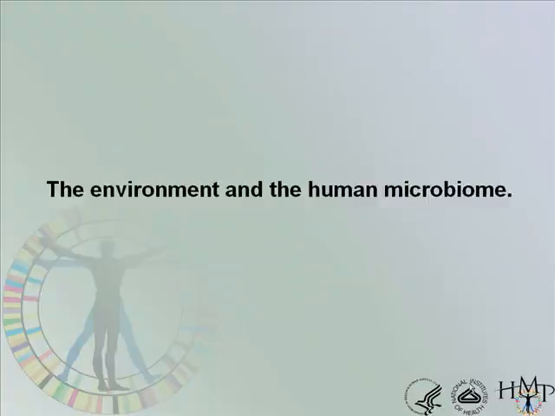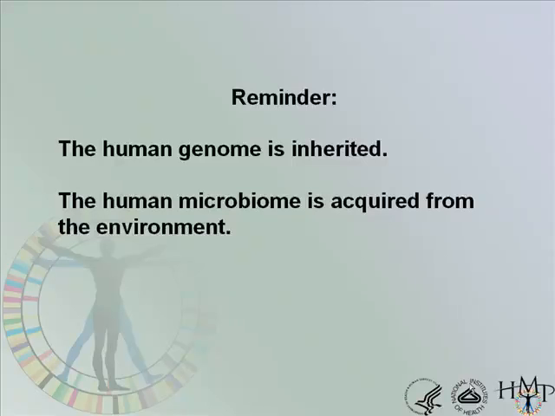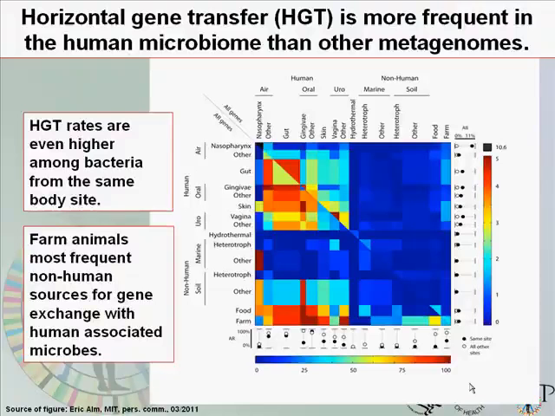So let me try to now go way out in terms of the environment and the human microbiome. And these are going to be data that aren't published yet, but I think it's probably part of the thinking that needs to be included in this conversation. So just to remind you, the human genome is inherited, and the human microbiome is acquired from the environment. So how does the environment play a role? This is from Eric Alm's lab at MIT, and he just recently presented at a meeting in Vancouver, the International Human Microbiome Project.